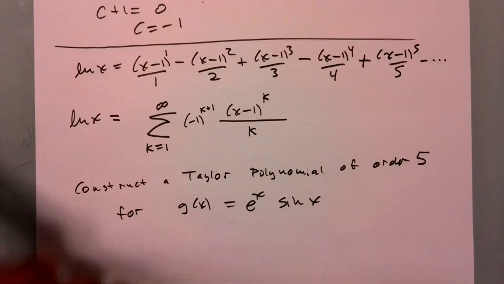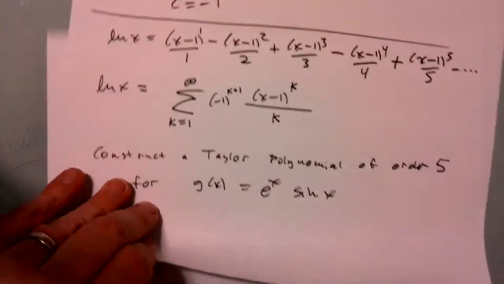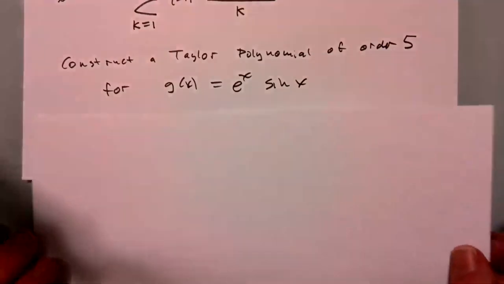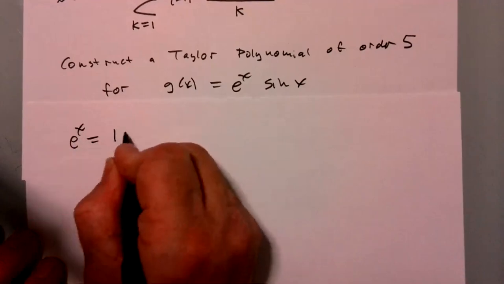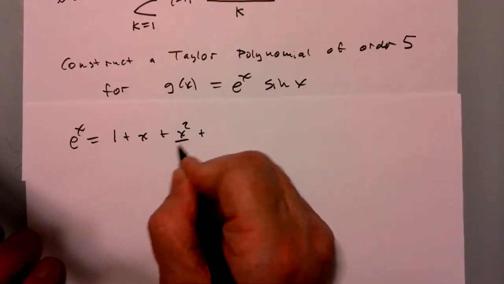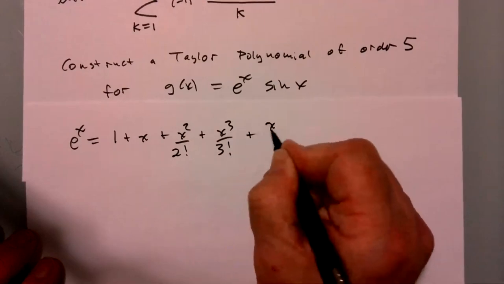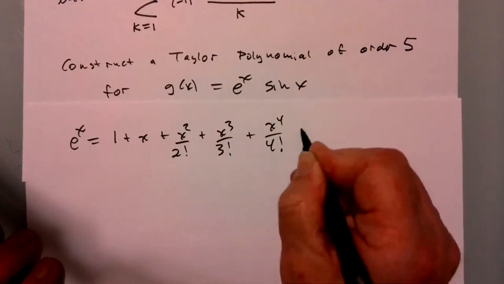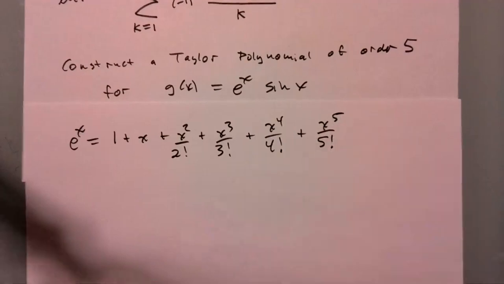Let me show you what I mean by that. So we know what the Taylor series is for e to the x. We know what the Taylor series is for sine x. We're going to write down the first few terms and figure out some way to multiply them together. So I have e to the x, which is 1 plus x plus x squared over 2 factorial, plus x cubed over 3 factorial, plus x to the 4th over 4 factorial, plus x to the 5th over 5 factorial. So that goes out to order 5 for e to the x.